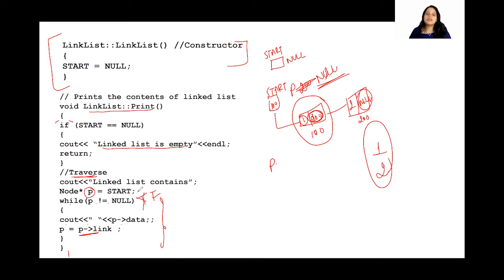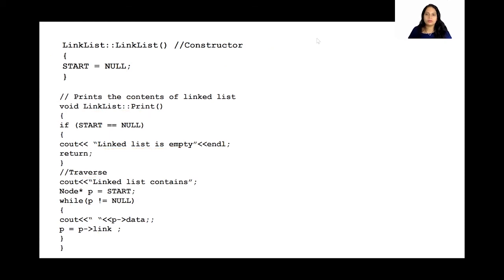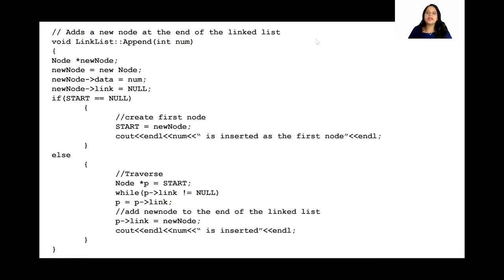Okay. So in this particular function, very first thing is we are going to check if the start is equal to null. If it is null, directly we are going to say that the linked list is empty. Otherwise, we are going to create a node P, and I'm going to say it is equal to start, and I'm going to traverse each node, and I'm going to print the content of that node, right? So we have seen two functions here. Next function, what you're going to see is append.